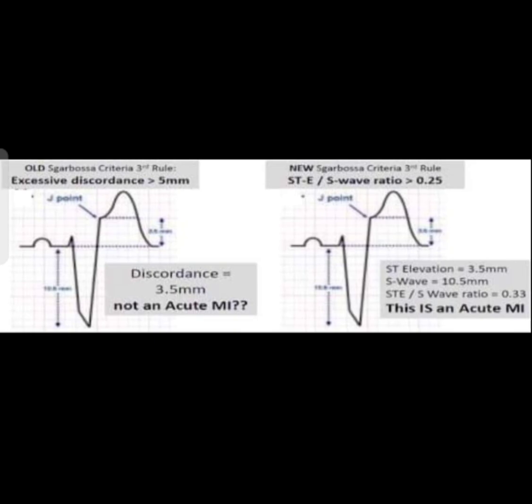Again, the same thing, but in a new figure, discordance of 3.5 mm, not an acute MI. In the new Sgarbossa criteria, the third rule is STE to S ratio more than or equal to 0.25. So if ST elevation is 3.5 and S wave is 10.5 mm, then ST by S, 3.5 by 10.5, is 0.3, and this is an acute myocardial infarction.